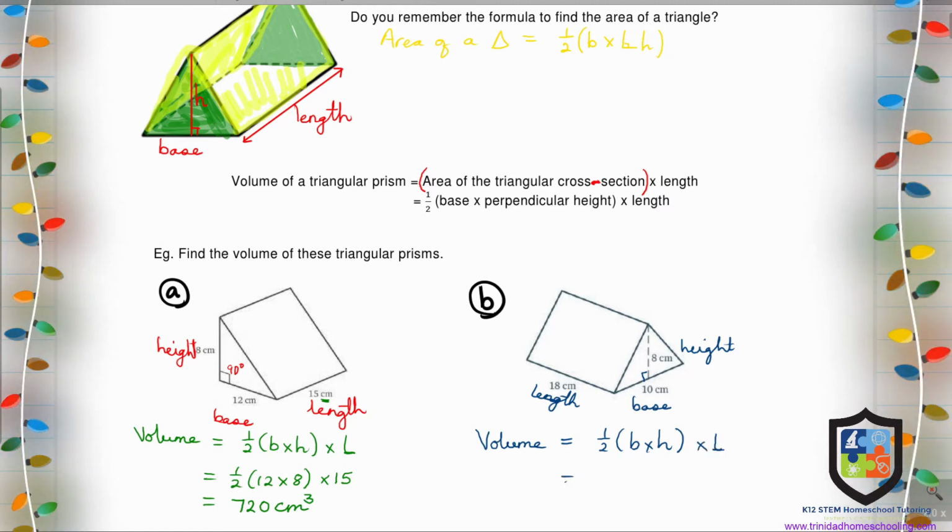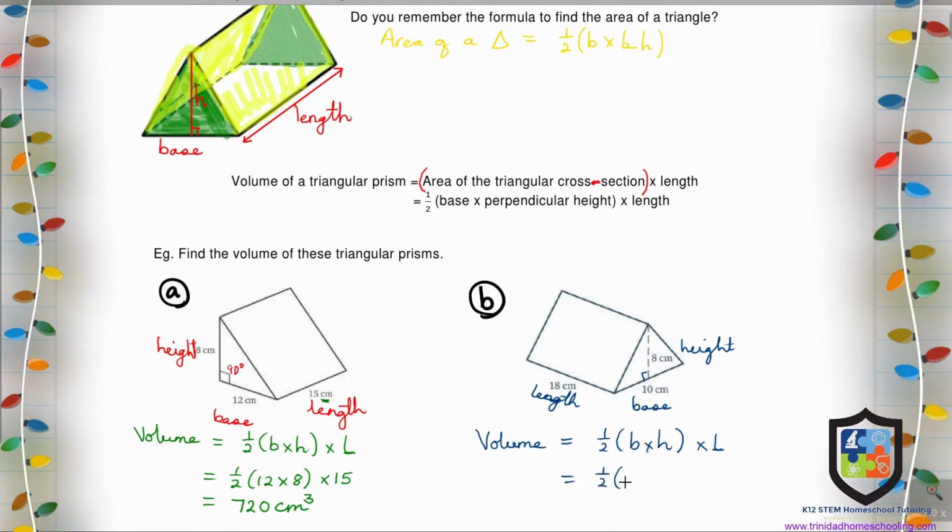Okay, so we have a half of the base, which is 10, by the height, which is 8, multiplied by 18 centimeters. Right? So you could also pause the video at any time before I start working these out, and try them yourself. Alright, so you can apply your formula to the question and work it out yourself. Okay, so this here is also 720 centimeters cubed.